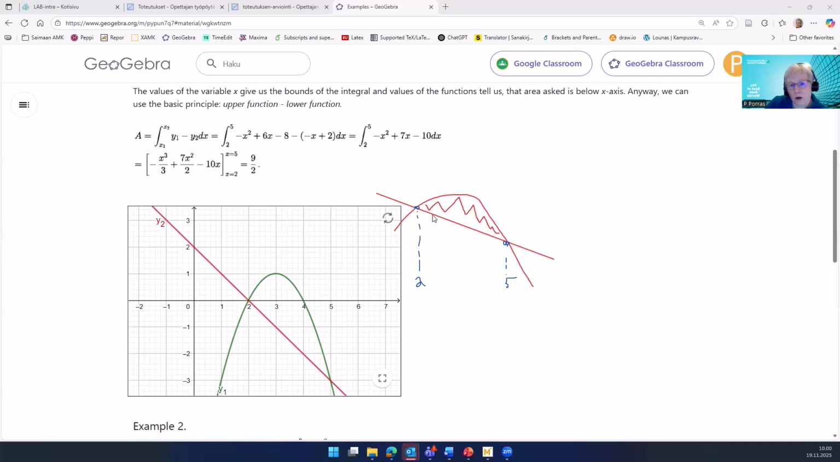This was our sketch. This is the accurate graph. This one is not needed, because for us it's more important that we see how the graphs are going, some kind of idea. So we know which one is above and which one is below.